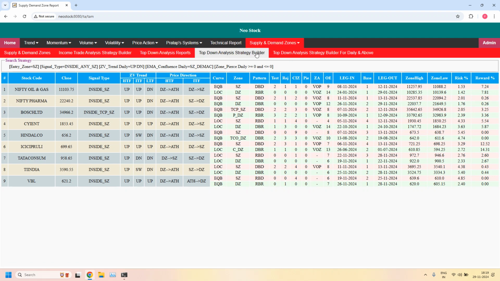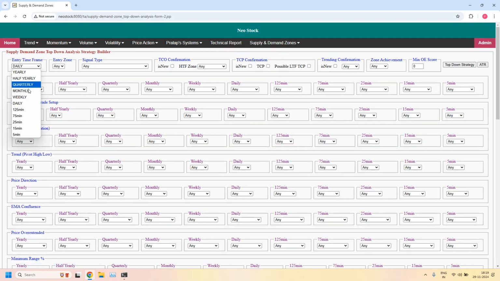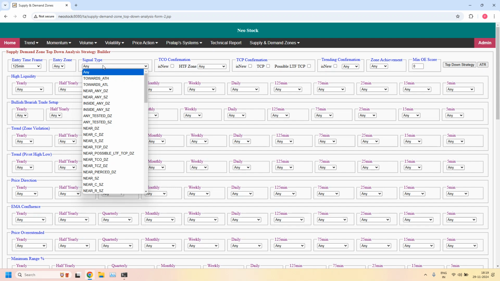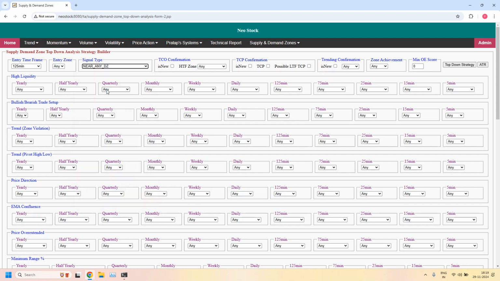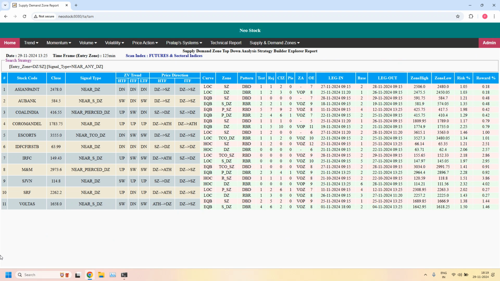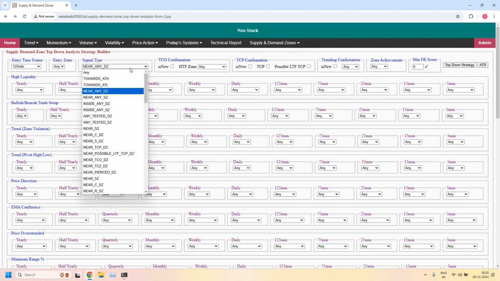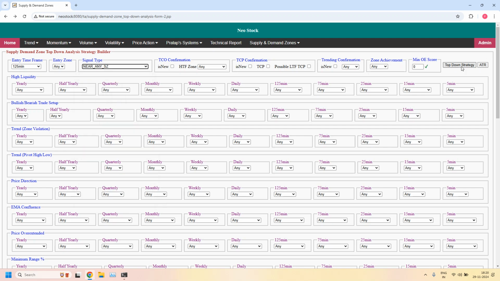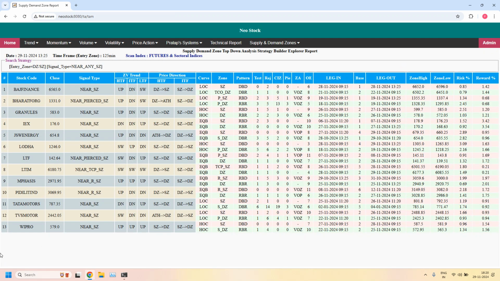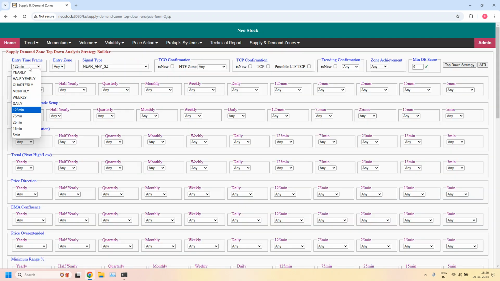Next time frame is 125 minutes. Stocks near 125 minutes demand zone, 11 stocks are filtered. Next 125 minutes time frame, stocks near 125 minute supply zone, we got 13 stocks. Okay, next time frame is 75 minutes.